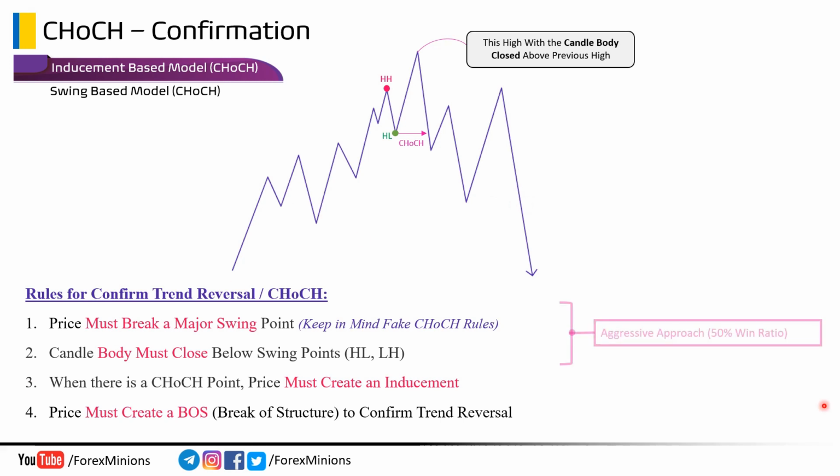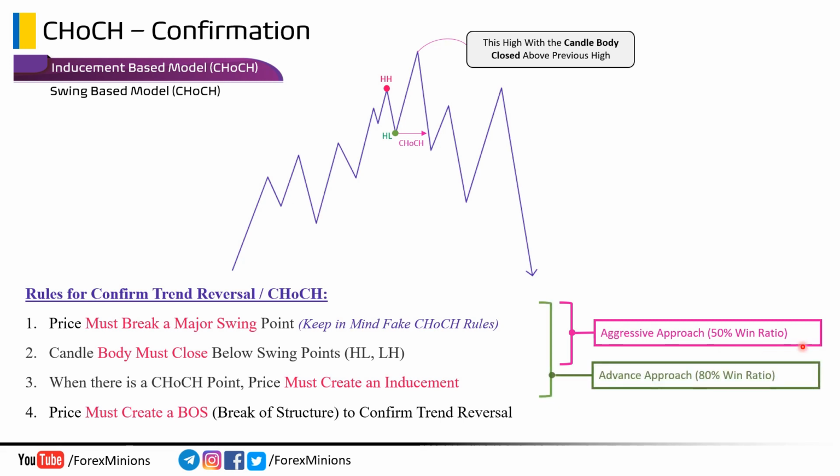Now, the most important thing. Those traders who follow only the first two rules are aggressive traders and their win ratio is only 50%. You will understand the reason behind this shortly. Secondly, the trader who follows the first three rules, which is also an advanced approach to confirm the CHoCH level, has a win ratio significantly higher than aggressive traders, which is around 80%.